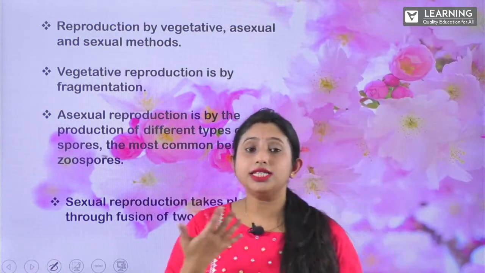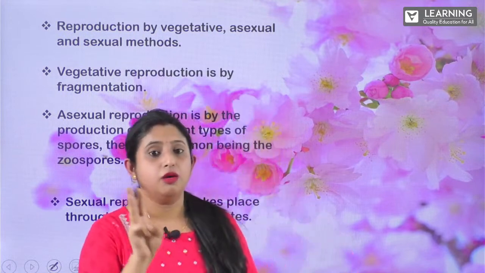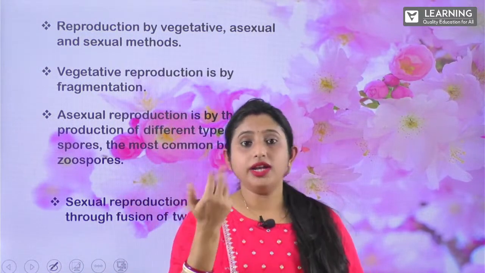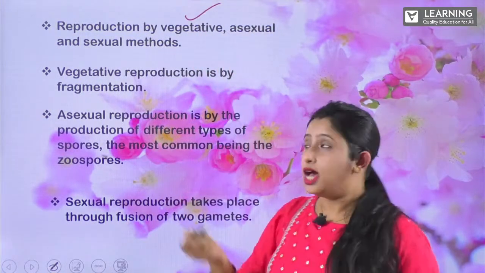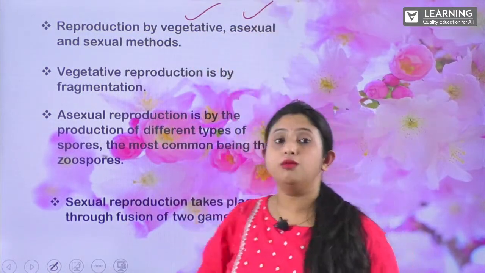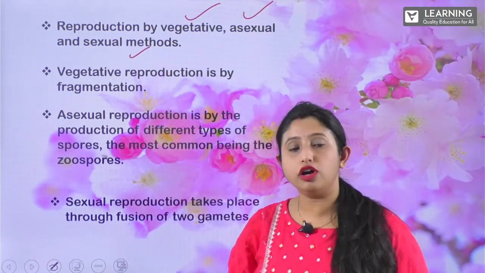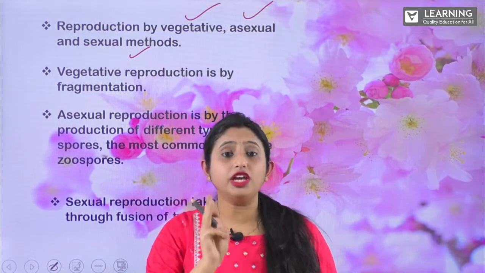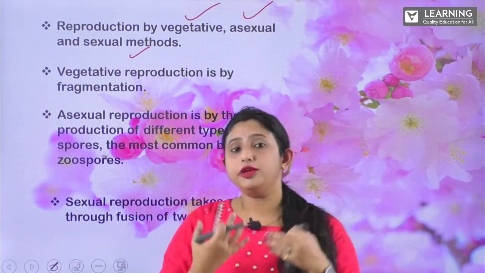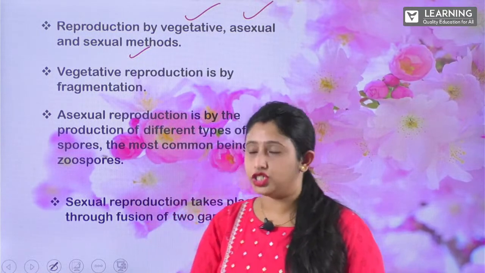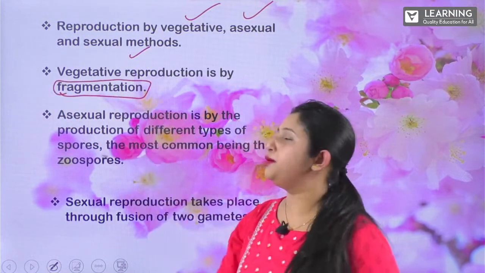Yes. Now, how does algae reproduce? Algae reproduce by three modes of reproduction. One is your vegetative. Clear? Another one is your asexual mode of reproduction. And the third one is your sexual mode of reproduction. So there are three modes of reproduction in case of algae. Now, how do they reproduce by vegetative reproduction? They follow fragmentation.